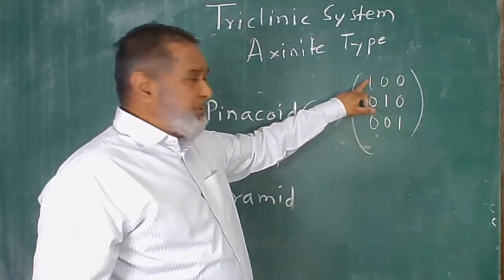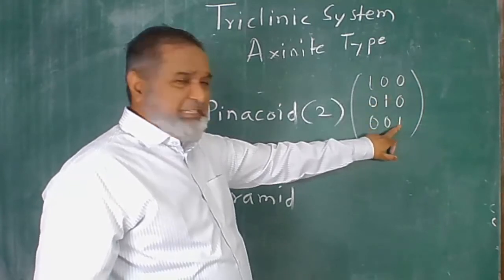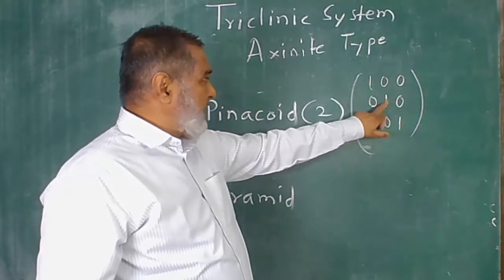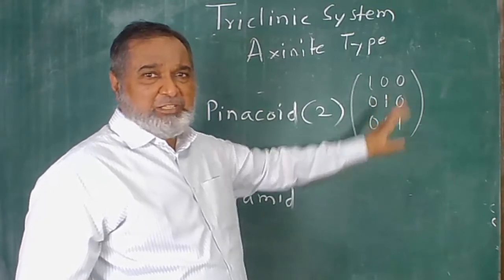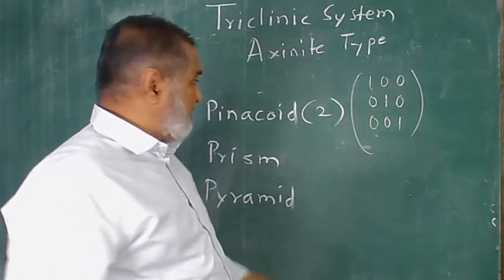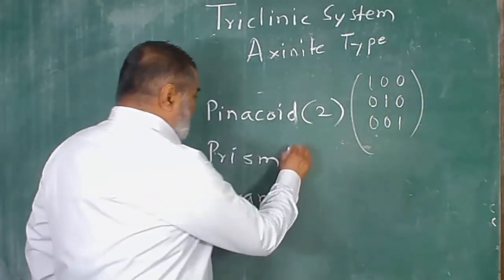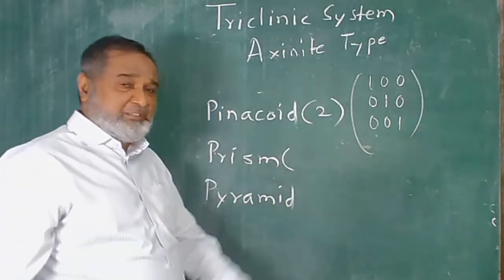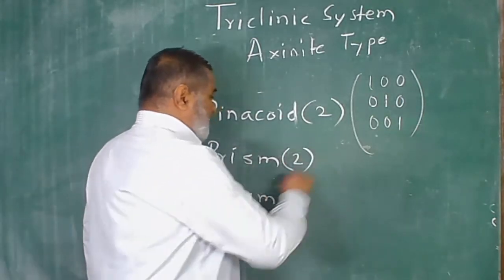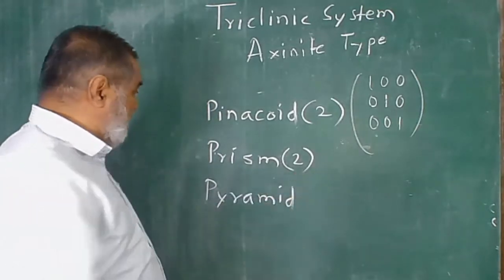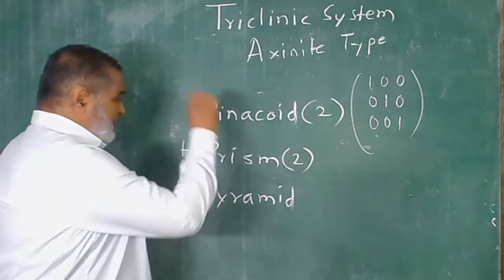It is the A pinacoid, B pinacoid, C pinacoid. Front, side, and it is a basal pinacoid. So this is the way the names are given. That is the basic. So here the prism has four similar faces, but once it is half, we will write hemiprism.